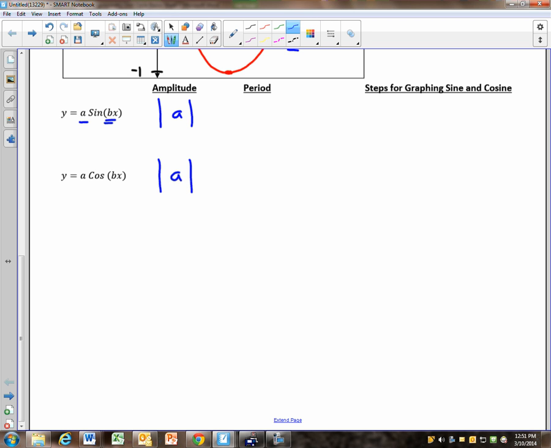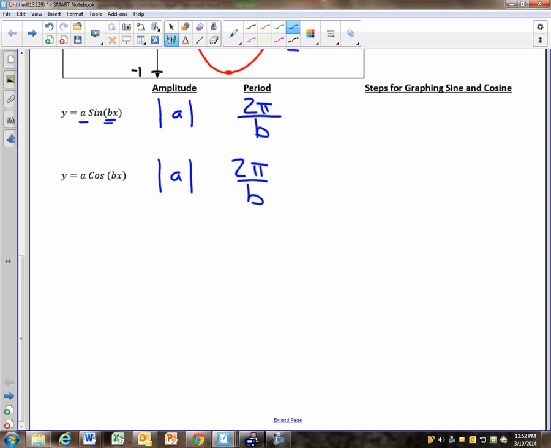Now, this b on the inside, does that affect the graph horizontally or vertically? Horizontally, and so that affects the period. So your period ends up being 2 pi, and we divide it by b. And that's the same case for both of them.